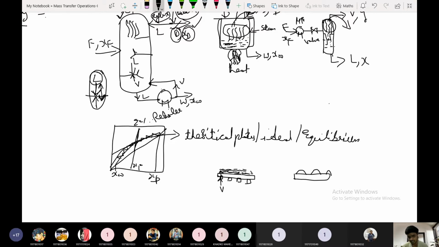So under the ideal conditions, what we are assuming is that whatever liquid is there is in equilibrium with this vapor. In order to estimate these theoretical plates, or ideal plates, or equilibrium plates, the assumption applied is that the liquid and vapor are in equilibrium. Then only are these plates called ideal plates or theoretical plates or equilibrium plates.